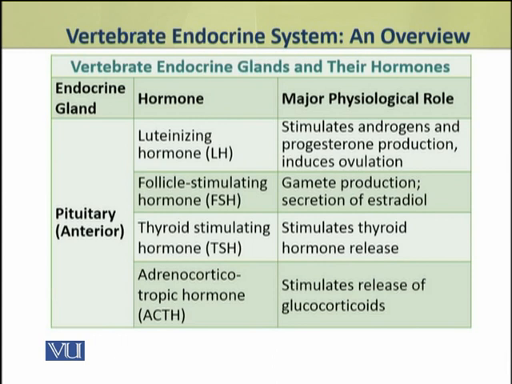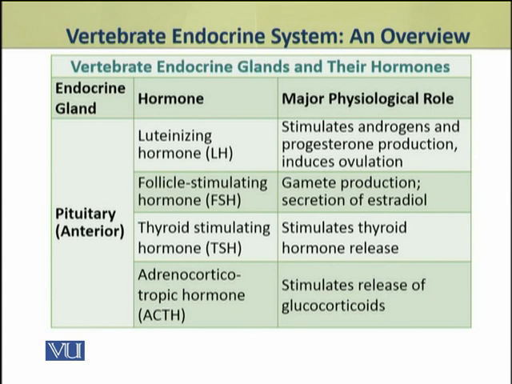Dear students, the anterior pituitary gland produces 4 types of tropic hormones and 3 other hormones which are non-tropic in action. Tropic hormones are those hormones which act on other endocrine glands and cause them to produce their own hormones, while non-tropic hormones are those which act directly on the tissues and produce their effects. The pituitary gland has 2 lobes. The anterior lobe produces 4 tropic hormones.